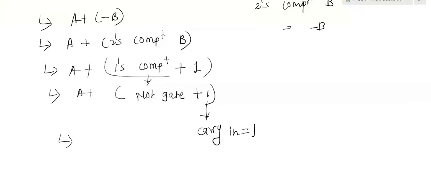Clear? So how can I implement the subtractor by using an adder? Implement a full adder. Give the first input as variable A, second input as B. By giving B to the NOT gate, you will get the 1's complement. And to take the 2's complement of B, I add 1 to that, so that 1 value I am giving to the carry. Clear? Now we'll see how to implement the 4-bit parallel subtractor. But before going to the 4-bit parallel subtractor, let's see how to implement the subtractor for 1-bit.